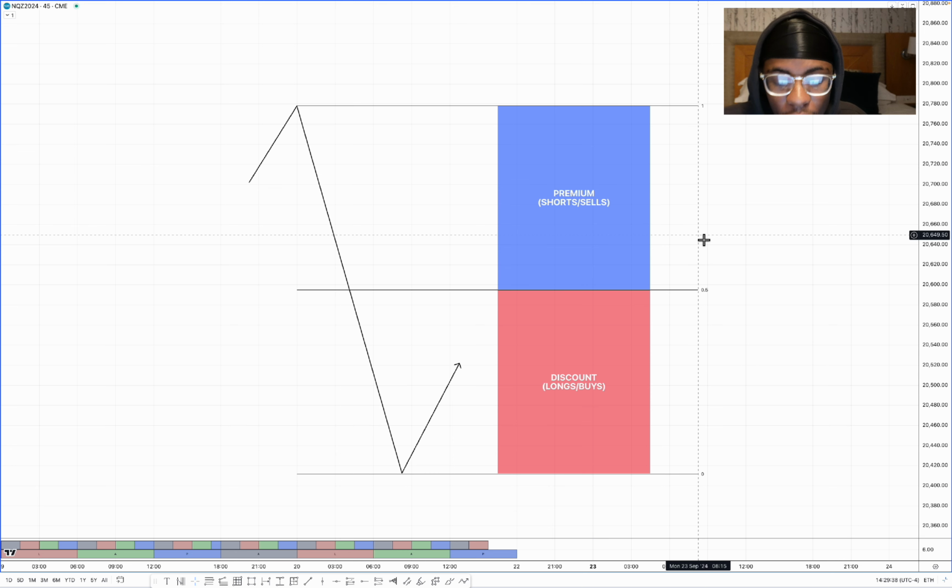So dynamic premium and discount is using true opens of what? Cycles. Tertiary cycles, which I have not introduced as of yet publicly.